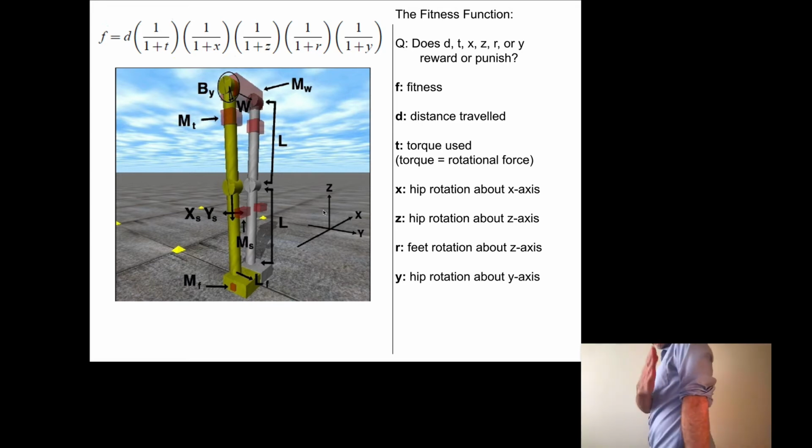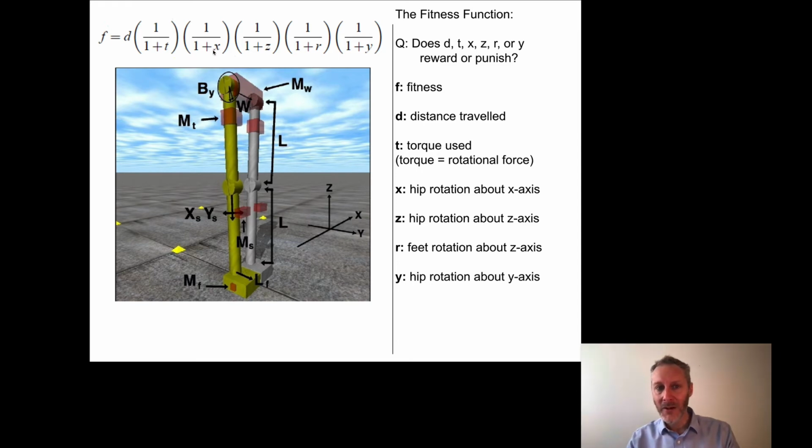So if this is the x-axis pointing into the screen, then this is positive x, and this is negative x of the hip joint. So if this value becomes very positive or very negative, the robot is tipping very far forward or falling very far backwards. And a large positive or negative value of x causes this term to approach 0.